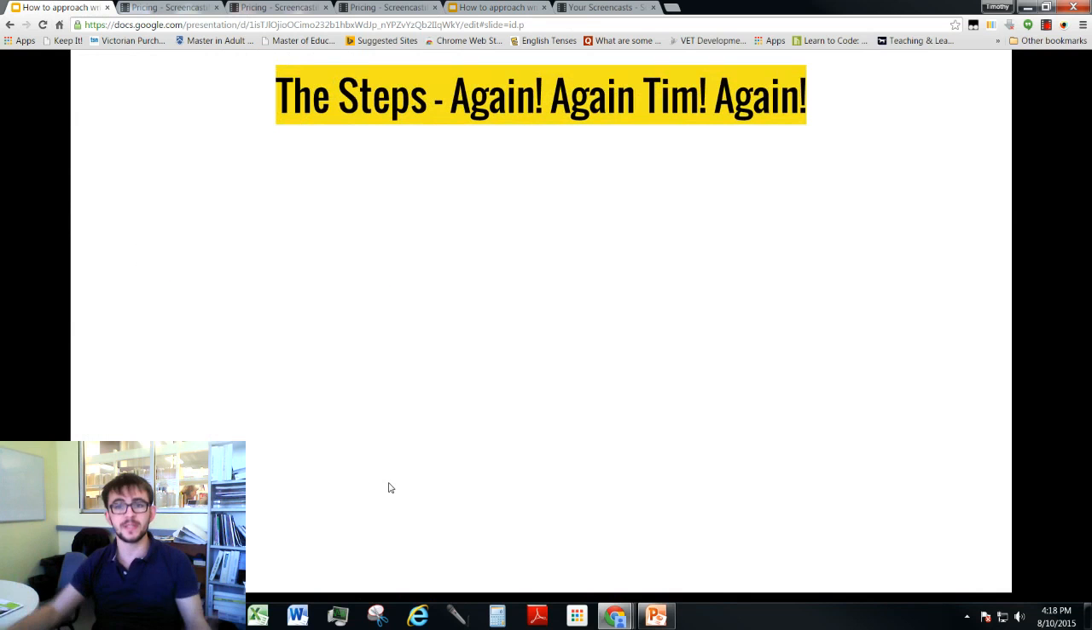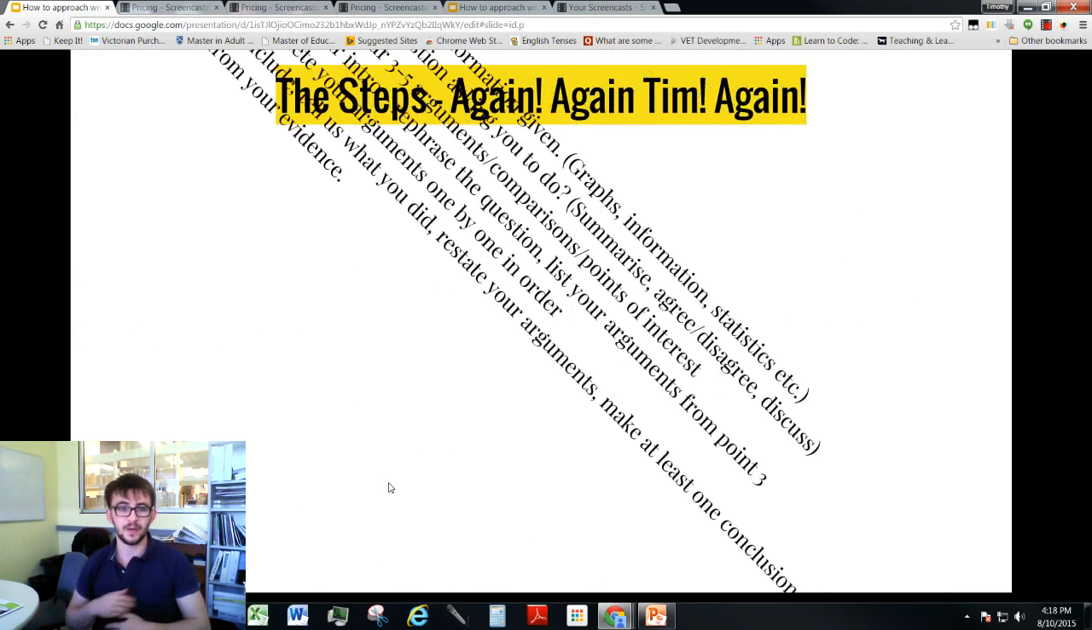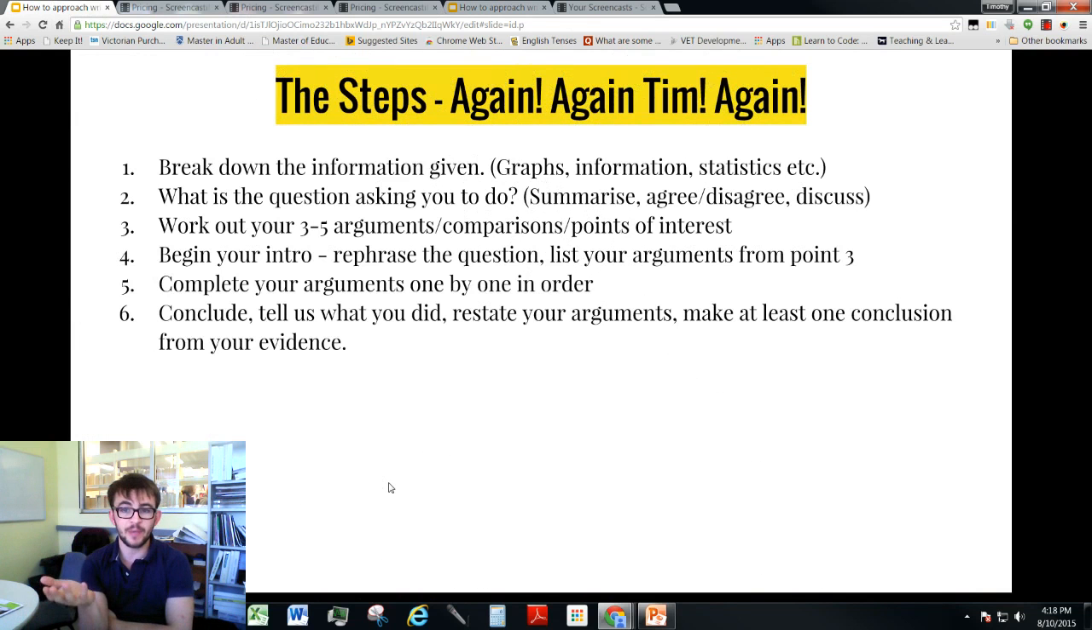so let's look at the steps again. There's 6 of them. All right, break down the information given, look at the graphs, look at the information, look at the statistics, and make sure you understand them, or do your best to understand them. What is the question asking you to do? Summarize, agree, disagree, discuss, report, whatever it's asking you to do. Number 3, work out your 3 to 5 arguments.